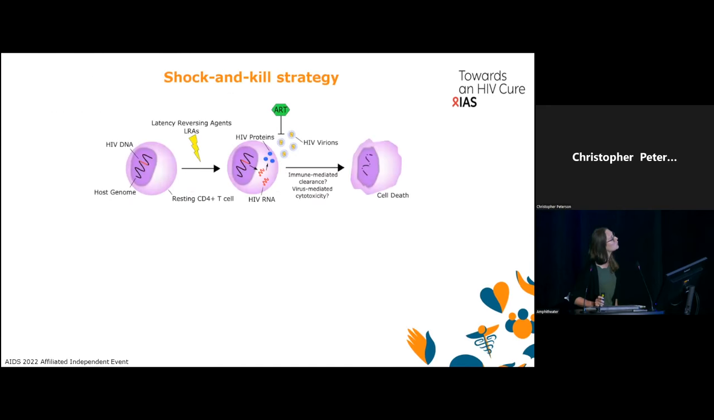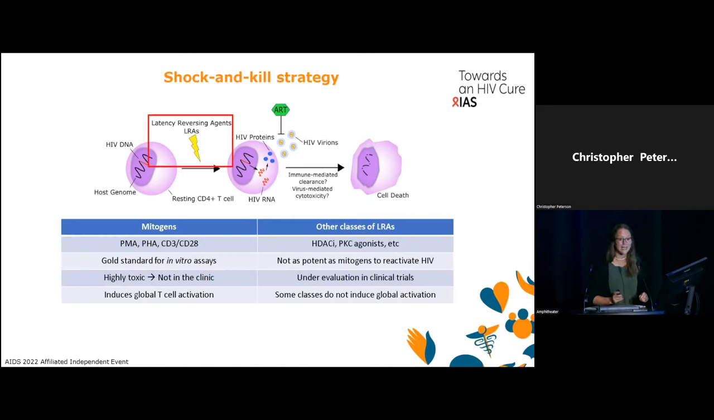And before I go to the results section, I would like to do a brief overview about the shock and kill strategy. So the principle of this strategy is to use latency reversing agents to force HIV to reactivate from latency. So this latent HIV will start producing transcripts, proteins, viral particles, and those latently infected cells will become visible again to the immune system and might eventually be cleared by immune-mediated clearance.